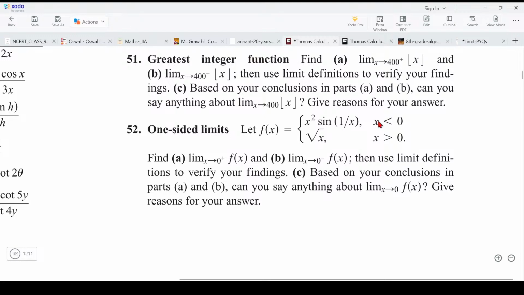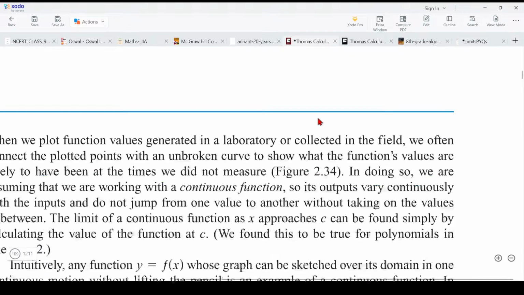Now f of x equals x squared times sine 1 by x. We did this using the sandwich theorem. Sine 1 by x is a number that lies between +1 and -1. So x square into sine 1 by x should always lie between -x square and +x square. Right, that's how we discussed the limit of this.